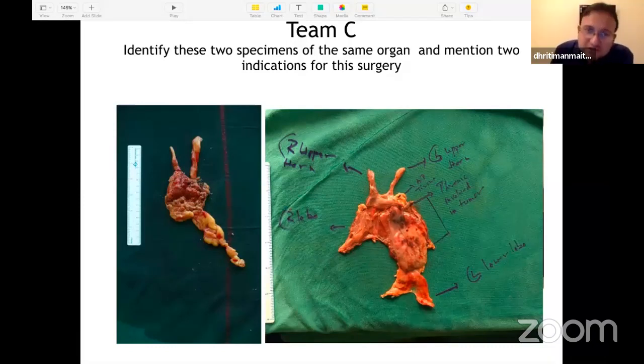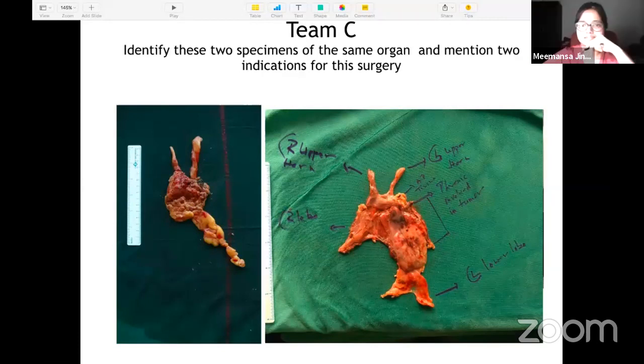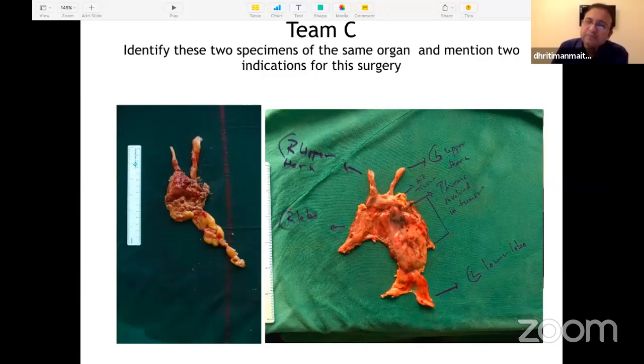But alas, this is not thyroid. This is thymus, because it has 2 horns also. Yeah, missed it. Yes, sir. And this pericardial pad of fat has been taken out as well. So this is a thymectomy, and its indications would be thymoma or thymic carcinoma or myasthenia gravis, whichever.